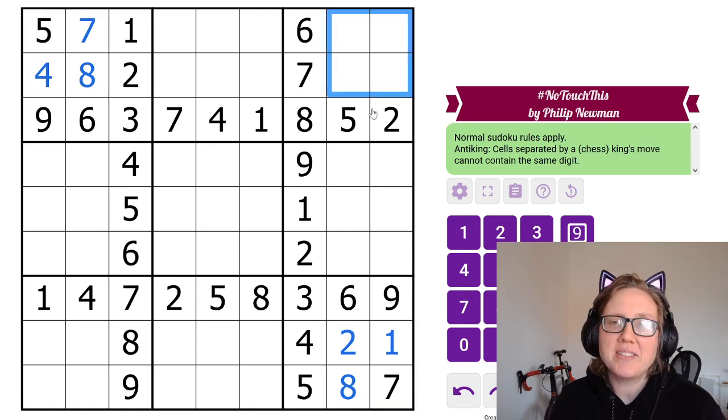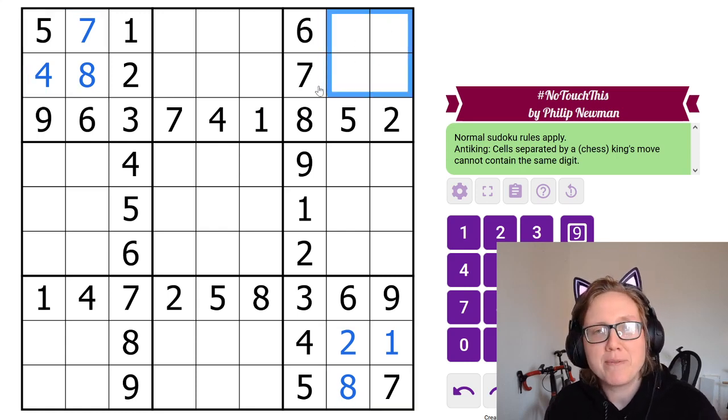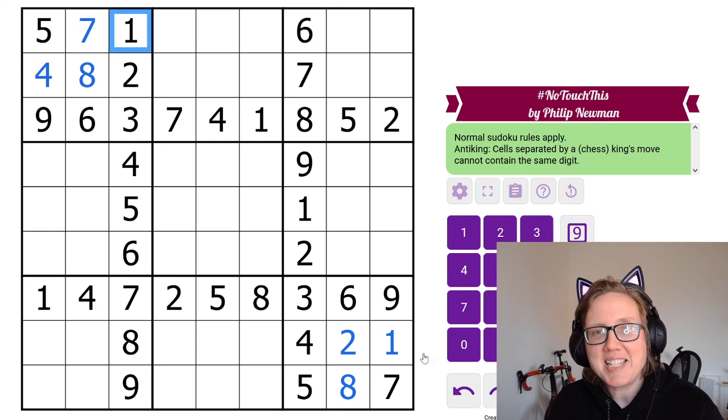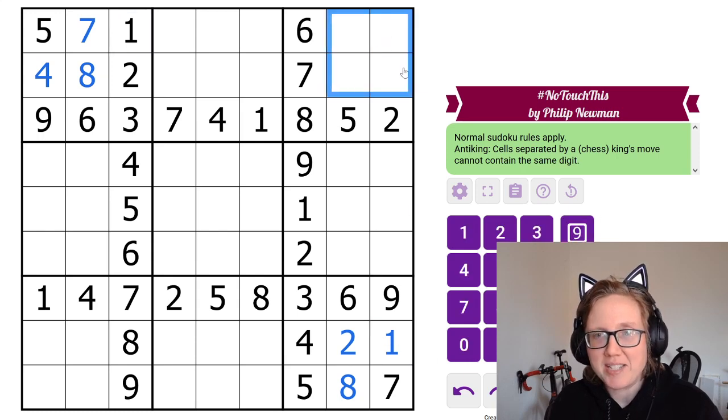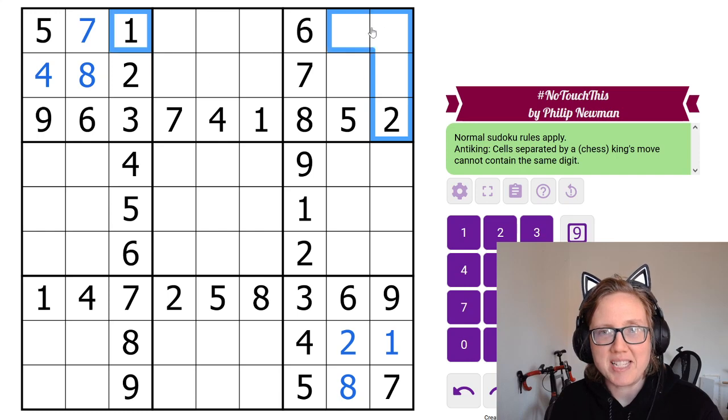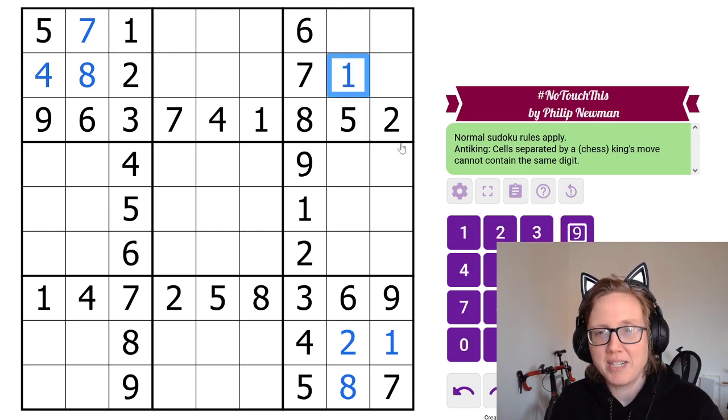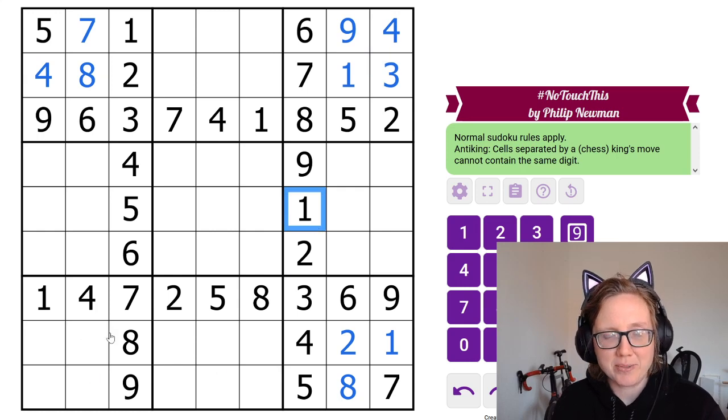So the digits I still need here are 1, 3, 4, and 9. And I can see that I have 2 1s looking at this 2 by 2 area. So this one sees these 2 cells, and this one sees these cells. So 1 has to go here. This 9 sees 2 of the 3 remaining cells, so 9's going to go there. 4 puts 4 here, and the last digit is a 3.